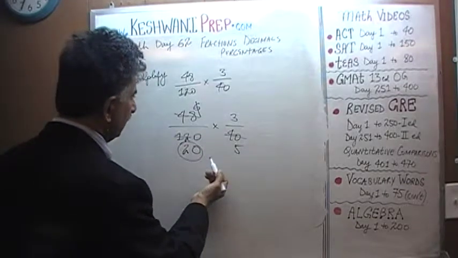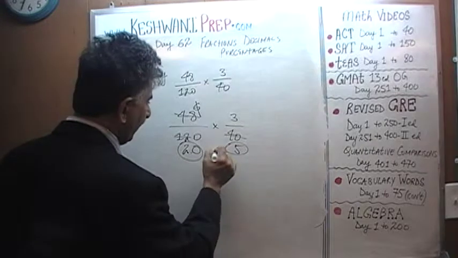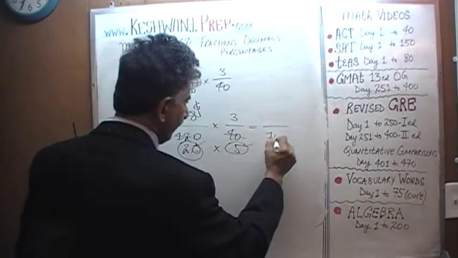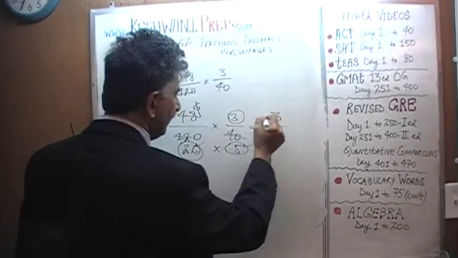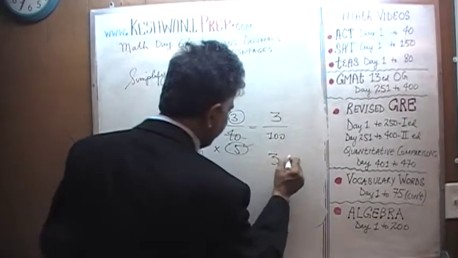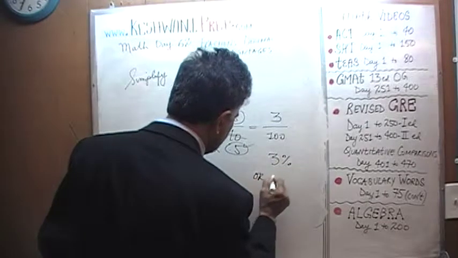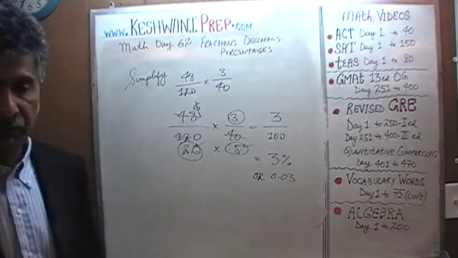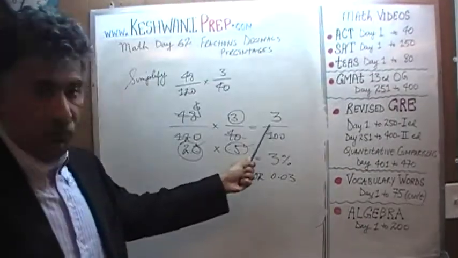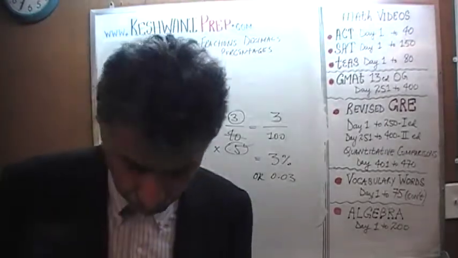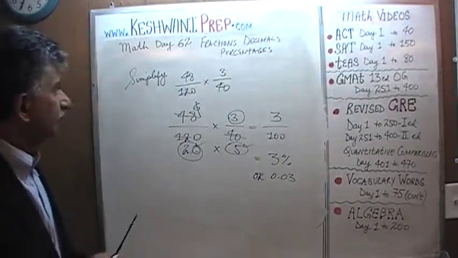We're done. 20 times 5. Oh, that's very simple. 20 times 5 is 100. And on the top, we are left with only a 3. Well, that was actually very simple. 3 over 100 is just 3%, or 0.03, depending on whether the answer choices are presented in fraction form or percentage form or decimal form. Let's do one more, shall we?